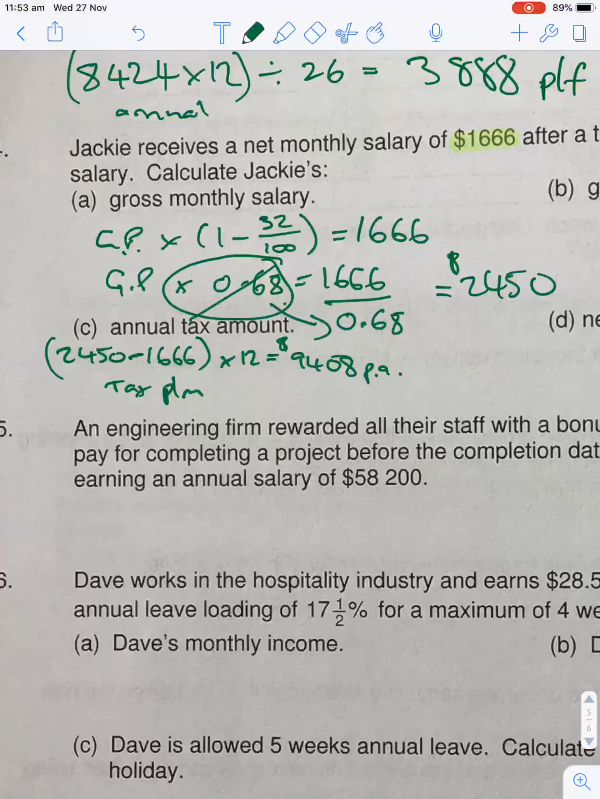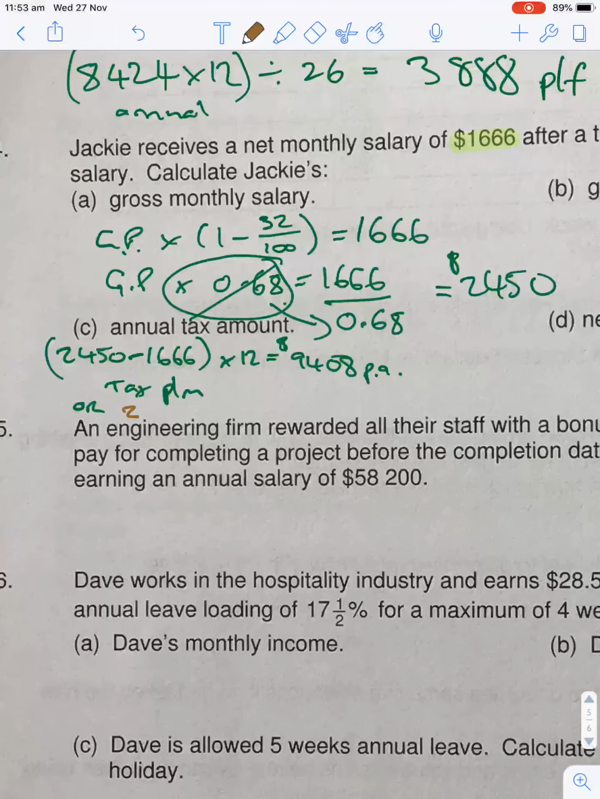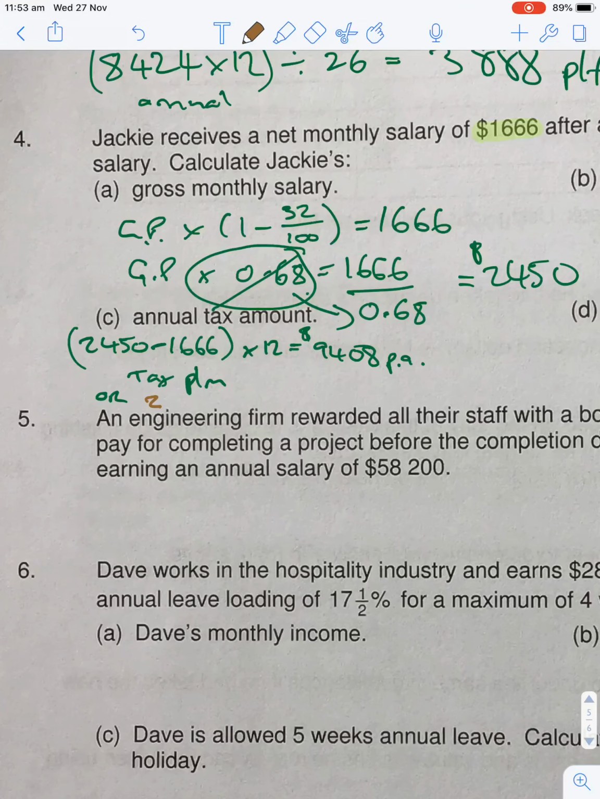Now, the other way you could have done that was to get the gross salary. So I'll change colours maybe. I could have gone, well, her gross salary was 2,450 per month, so times 12 months, and that would give you her total pay, and you multiply her total pay by the 32%. You want 32% off, and that, of course, would give you the same answer. So it doesn't matter which working you show, as long as you've shown some, so that you get your full marks.